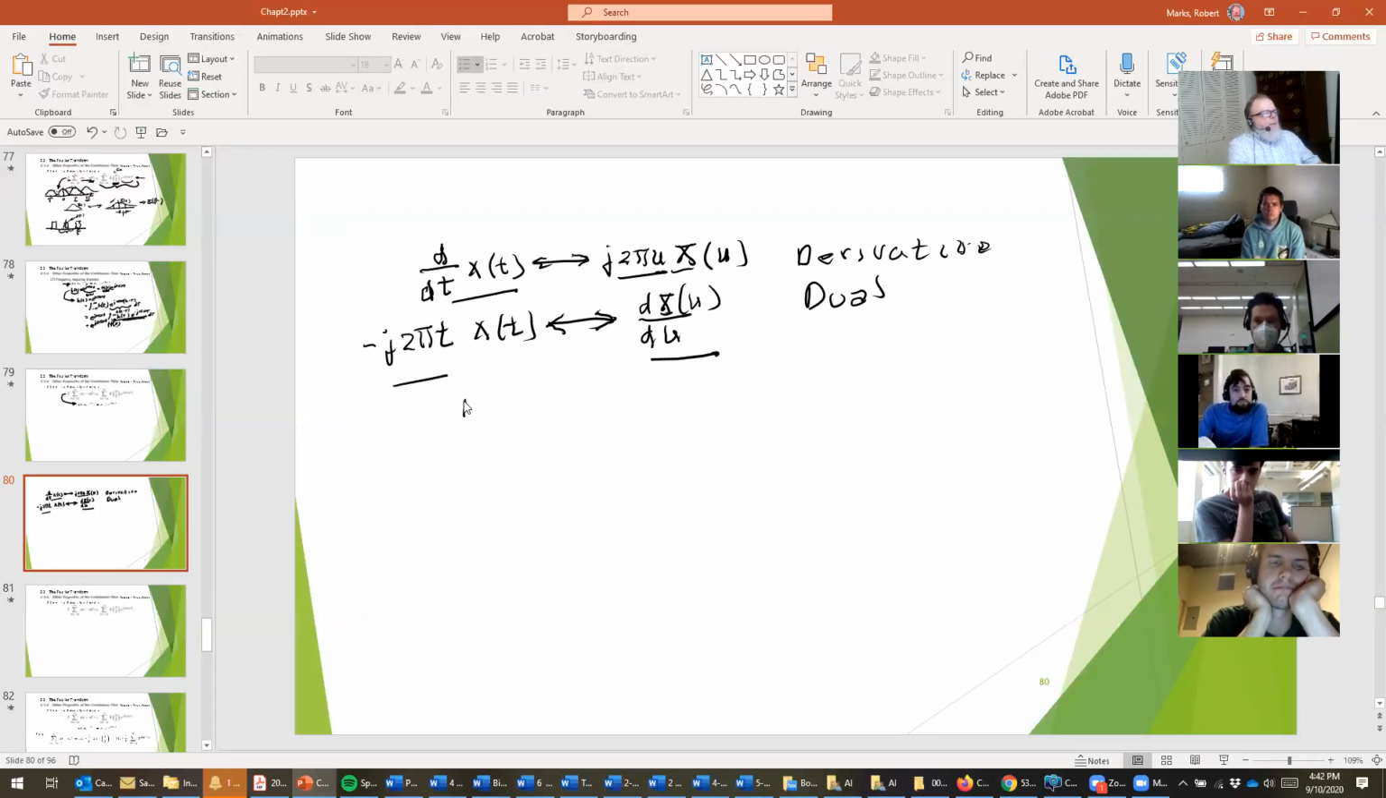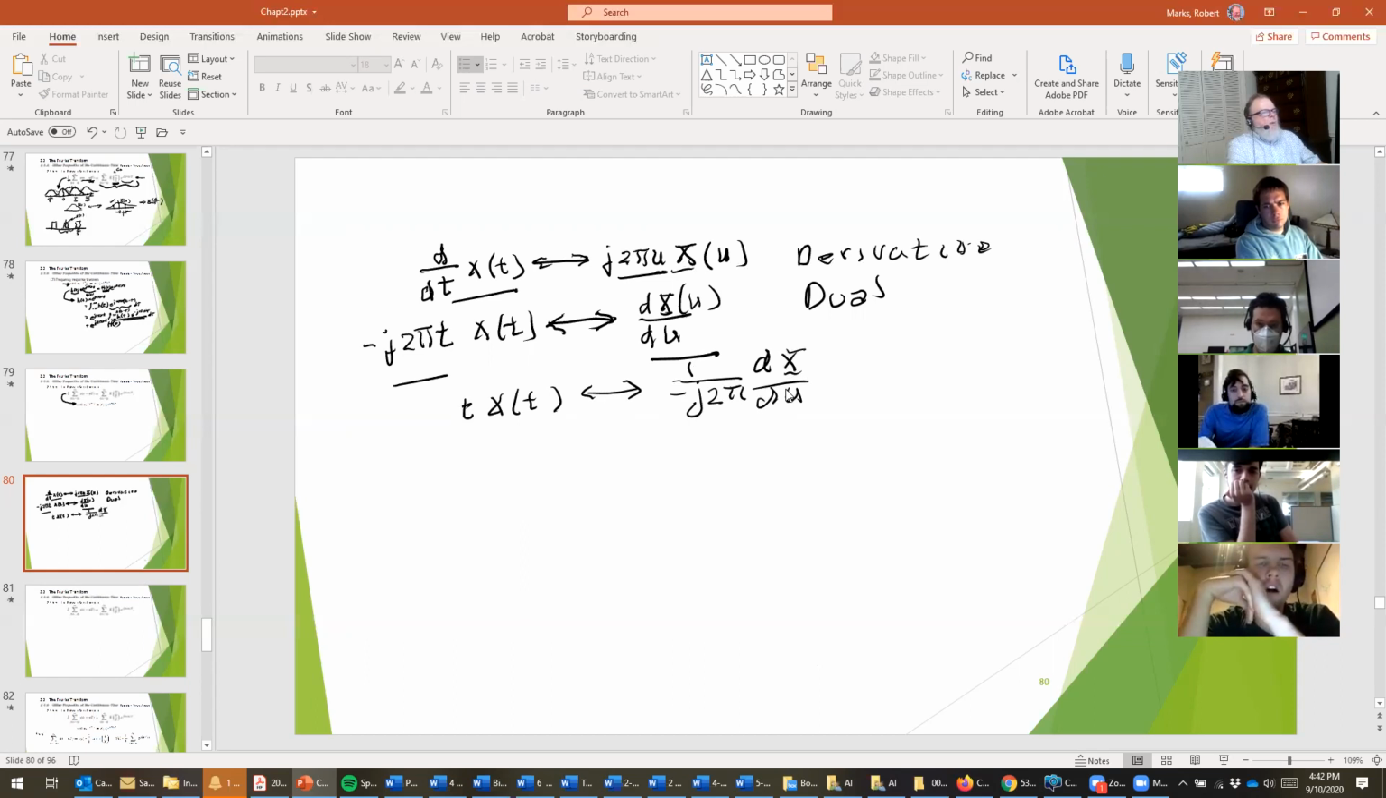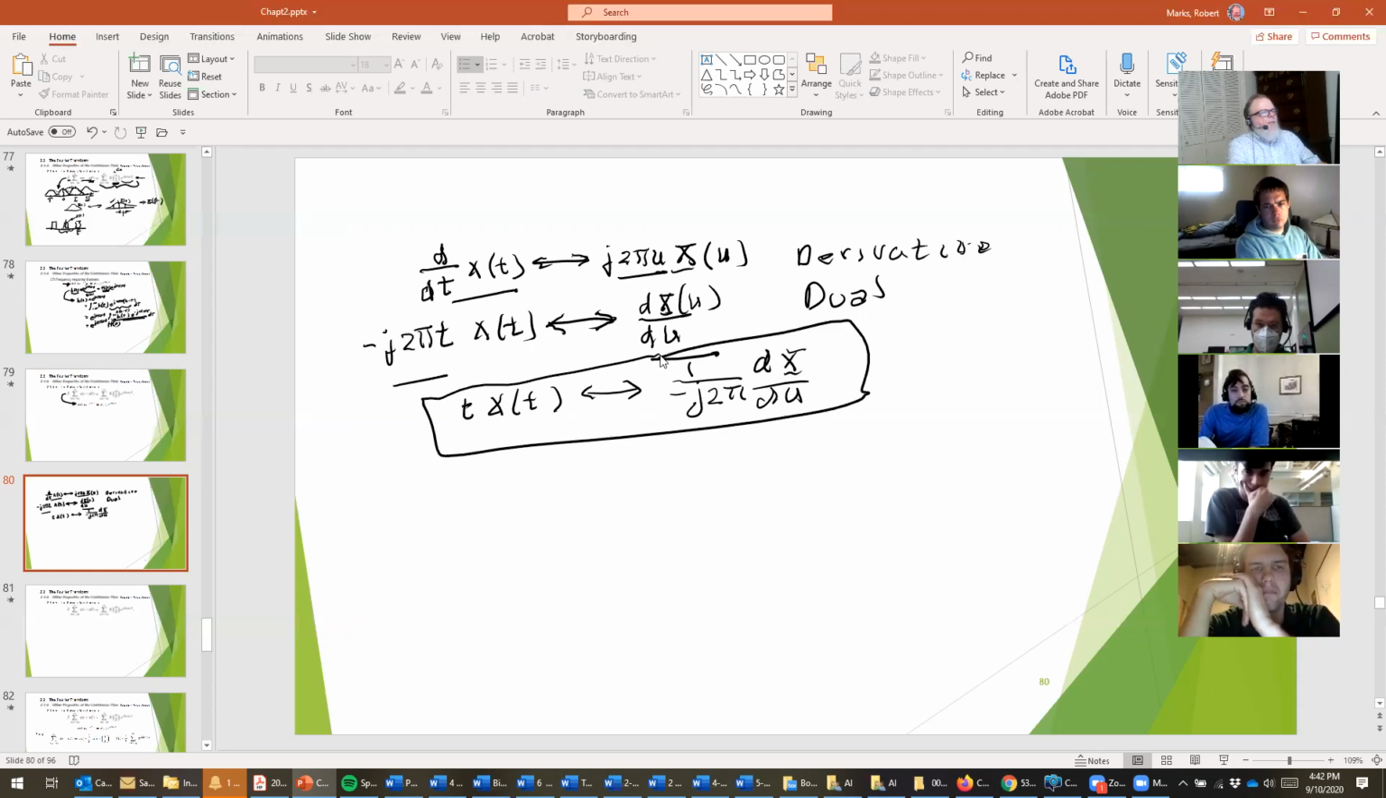Then since Fourier transforms are linear, you can take this over to the other side. So you can take this minus j2π and you can divide both sides by it, since the Fourier transform is linear. So I hope that helps.